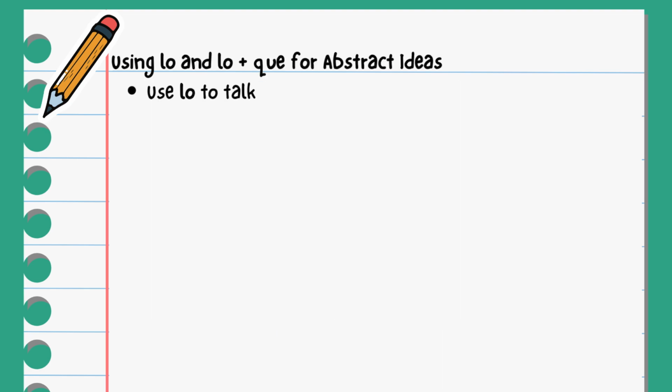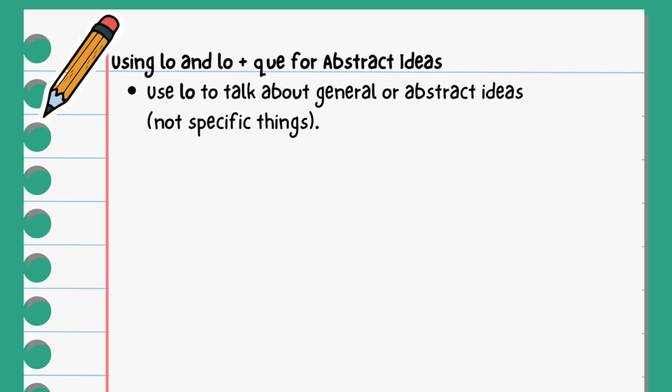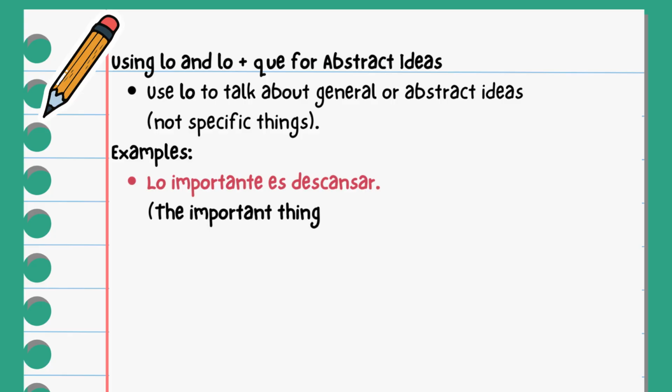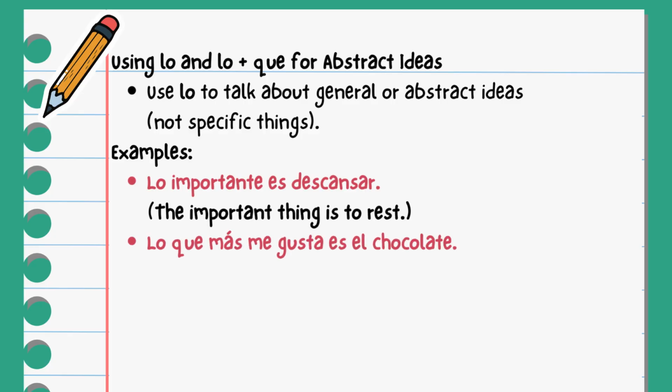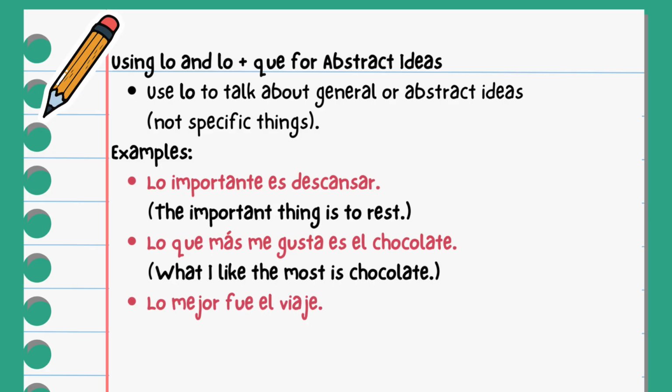Using lo and lo que for abstract ideas. So you use lo to talk about general or abstract ideas, not specific things. For example, lo importante es descansar. The important thing is to rest. Lo que más me gusta es el chocolate. What I like the most is chocolate. Lo mejor fue el viaje. The best thing was the trip.